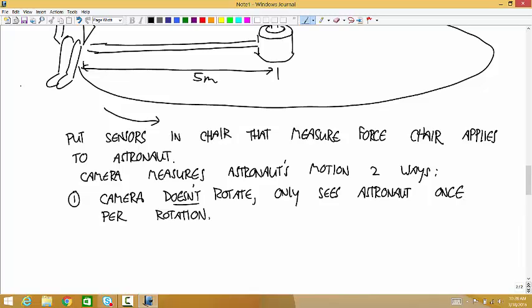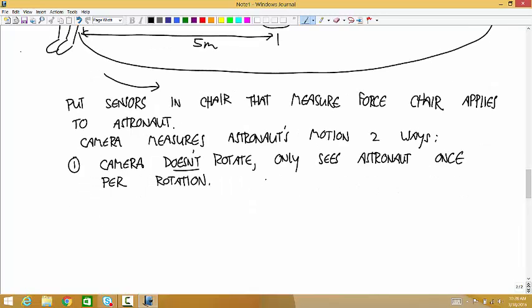So the camera, the coordinate system attached to that camera, is that an inertial or a non-inertial coordinate system? That's inertial. That camera is fixed in space, and it's measuring the astronaut's motion as the astronaut goes by. So we should have no problem using the laws of physics in this coordinate system.